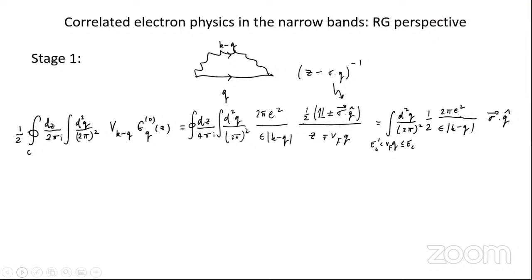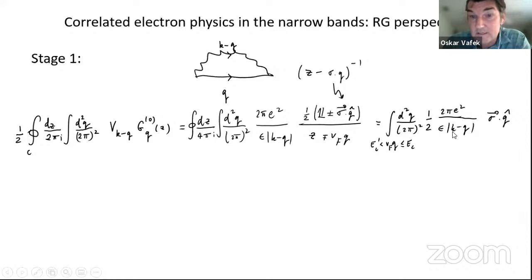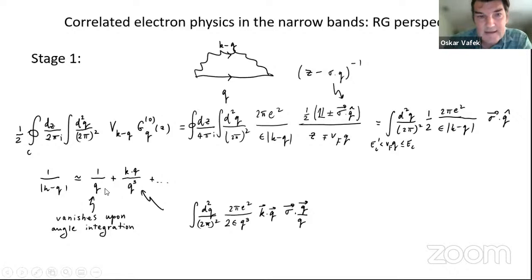So at this point, the external momentum k is small compared to Q, which has to sit in this window. And so we can just expand the Coulomb part this way. Now, you see, naively, we get a 1/Q piece here. However, that term makes the integral vanish by the angle integration. So in fact, it is the next order term that gives rise to the logarithm.